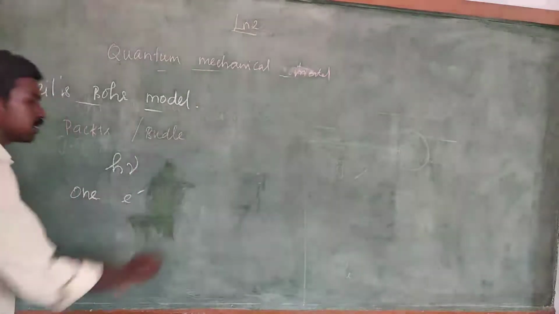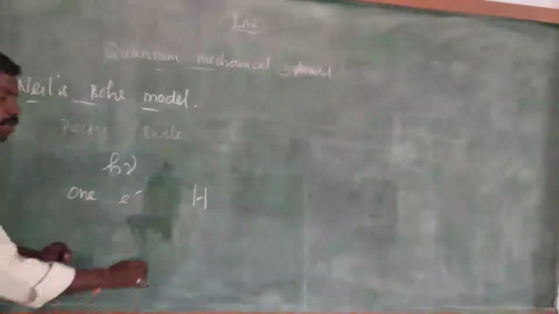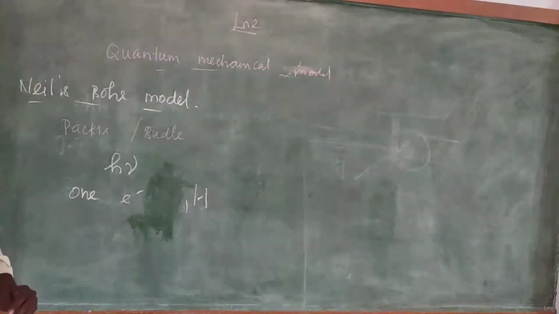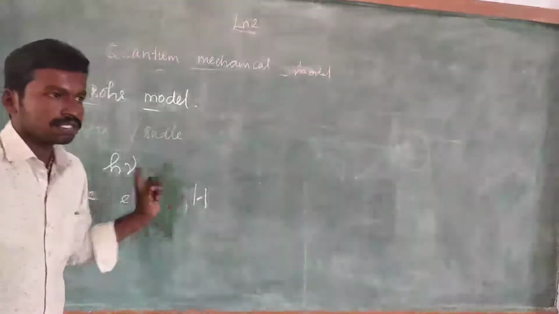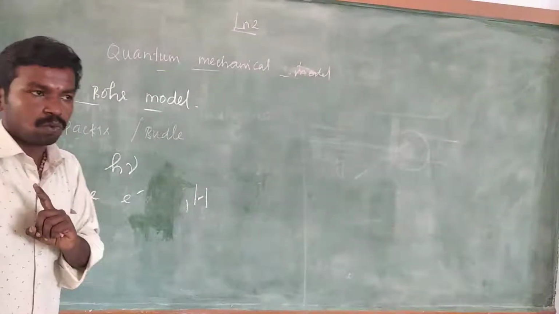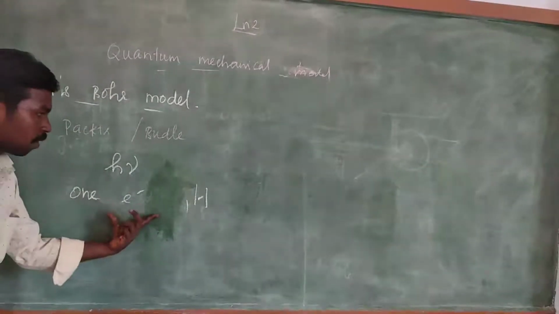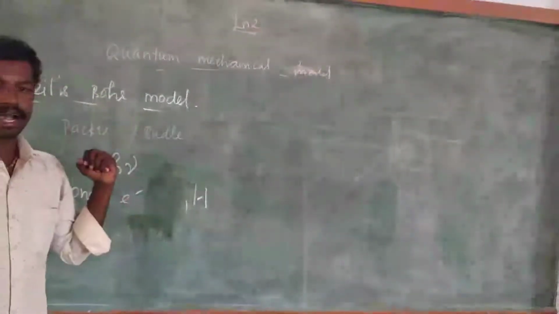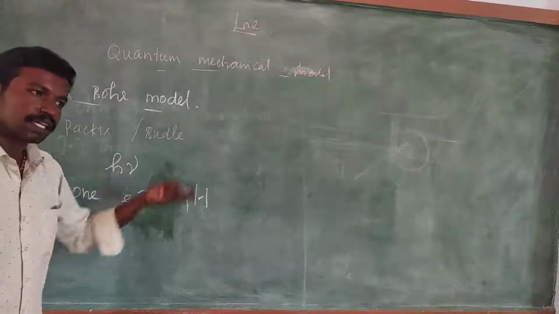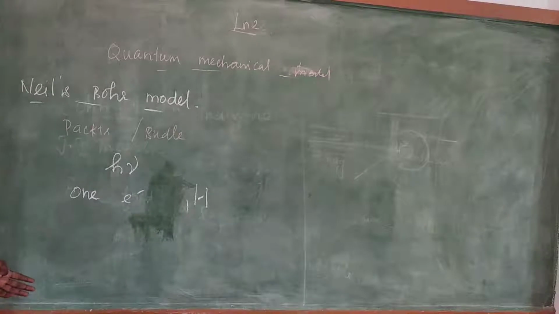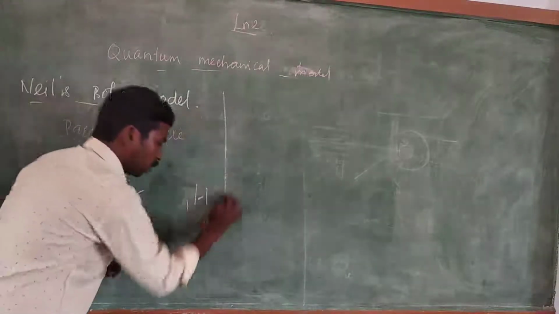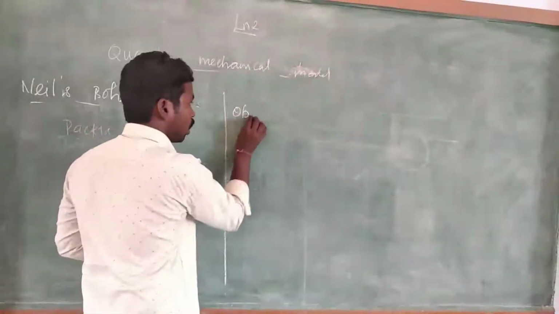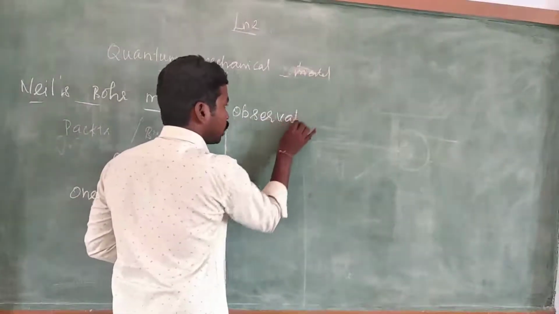One electron means, look at hydrogen. What's the atomic number? The atomic number of hydrogen is 1, which means how many electrons will it have? It will have only one electron. So this model was first applied to the hydrogen atom. Then based on the hydrogen atom, he applied the same method to other atoms also. Now we are going to see the observations of the Niels Bohr atomic model.